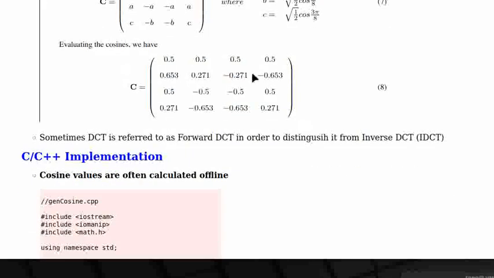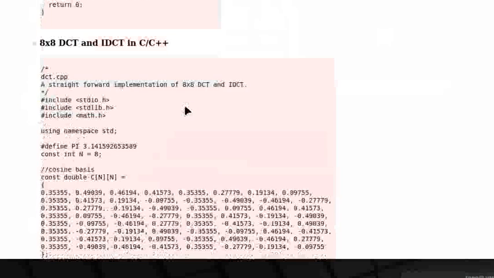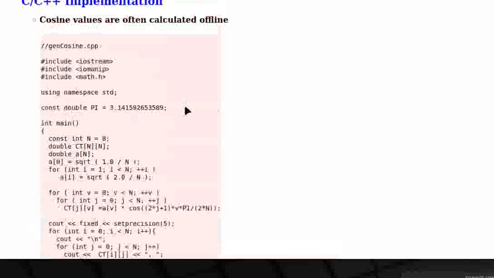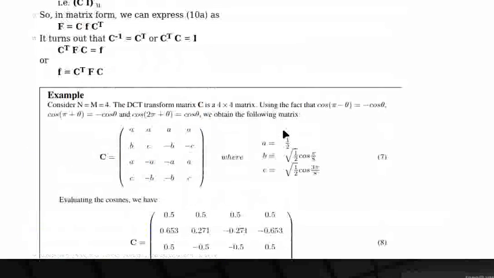Sometimes DCT is referred to as forward DCT in order to distinguish it from inverse DCT, IDCT. The following shows a C++ implementation of the transforms. The cosine values are often calculated offline. Here is a simple program that calculates the C matrix values. Actually, in this program we evaluate the C transpose matrix. It is straightforward. It directly calculates the values using the formula in 10a.